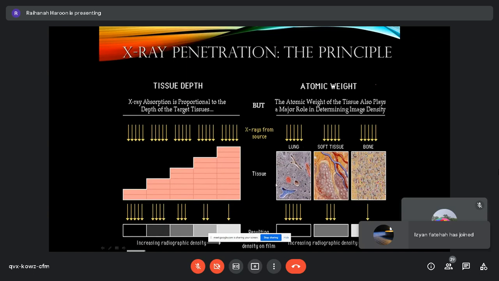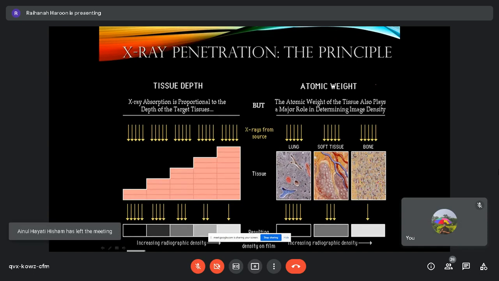If you see the lung, mainly it's composed of gas, right? Hydrogen is only one, oxygen is 16. So it's a low atomic number in this region. That's why you get a darker appearance, more lucency, as opposed to bone, which is mainly composed of calcium, a higher atomic number, so you get more opacity, and the soft tissue will be in between.